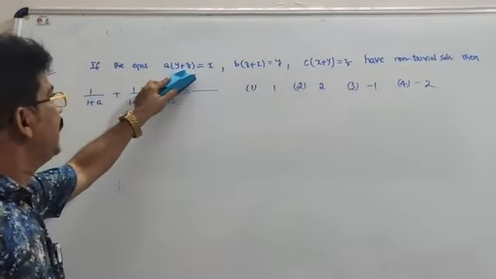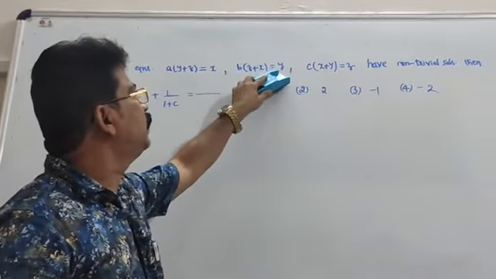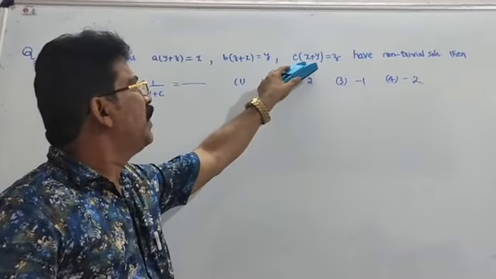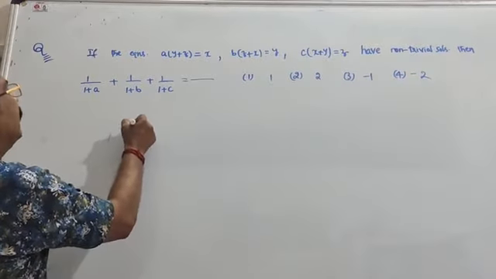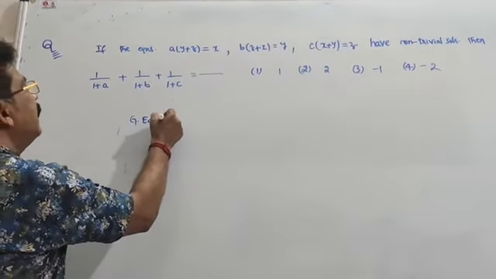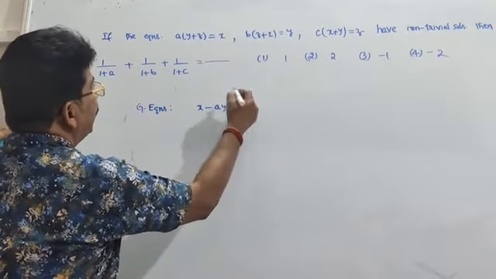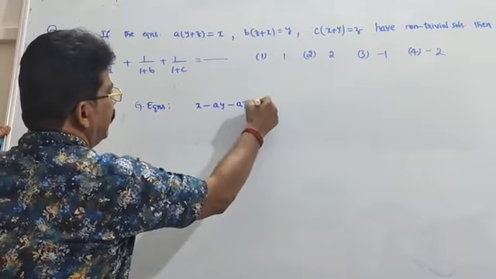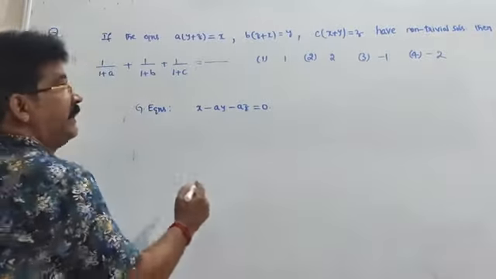Equations: a(y + z) = x, b(z + x) = y, and c(x + y) = z. Let us write the equations properly. So given equations, x − ay − az = 0. Mind it, there is no constant on the RHS.